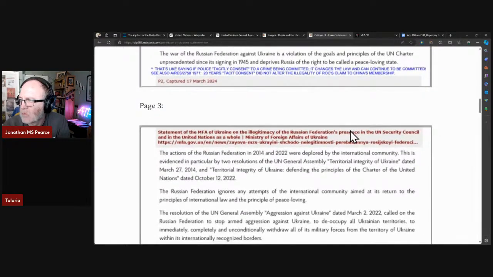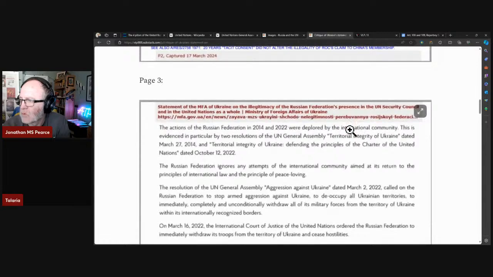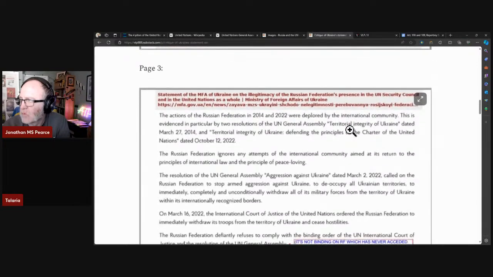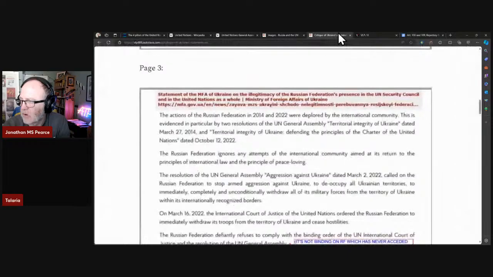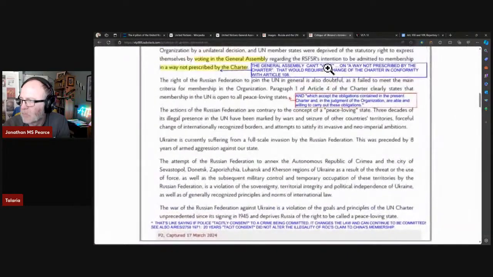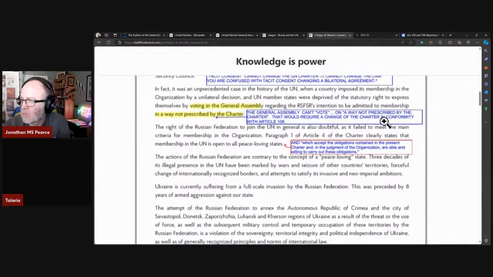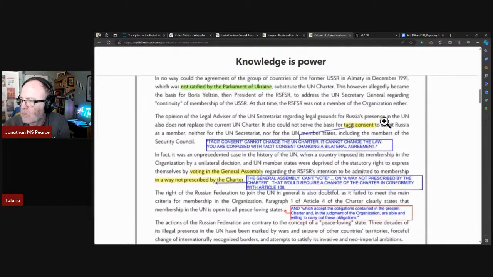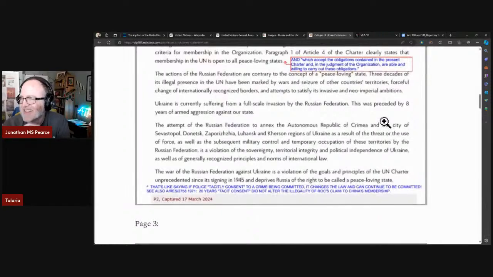There is only one way to change the United Nations Charter, and that's Article 108. Now, before you go off that page, just up a bit. That's Article 108 we're talking about. Okay, the bottom line there.